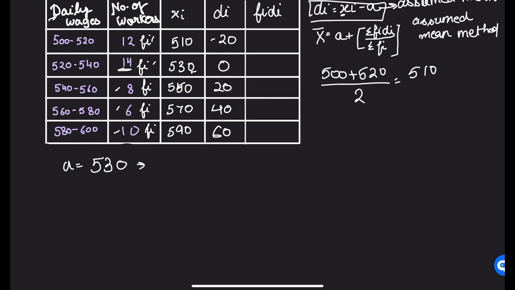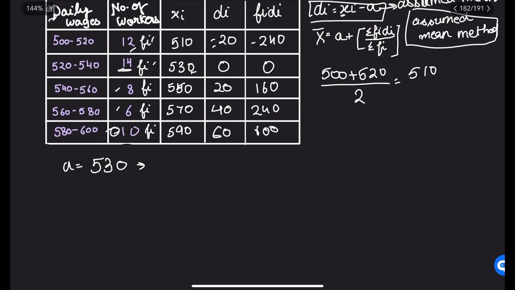Then we have to find fidi for the assumed mean method. So fidi will be, this is the fi, this is the di. Here it will be minus 240. Here it will be 0. Here it will be 160. Here it will be 240. Here it will be minus 600. Sorry, no, not minus. It will be only and only 600. I thought that this is a minus sign. Don't worry, this is 600.